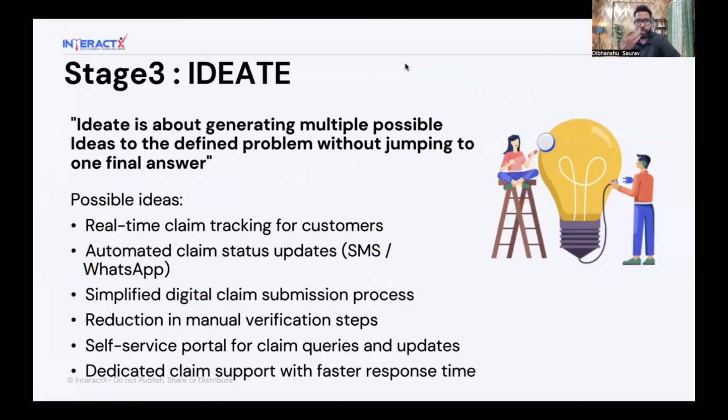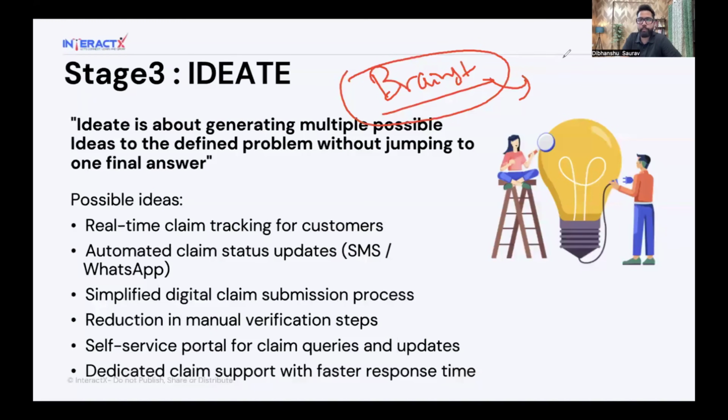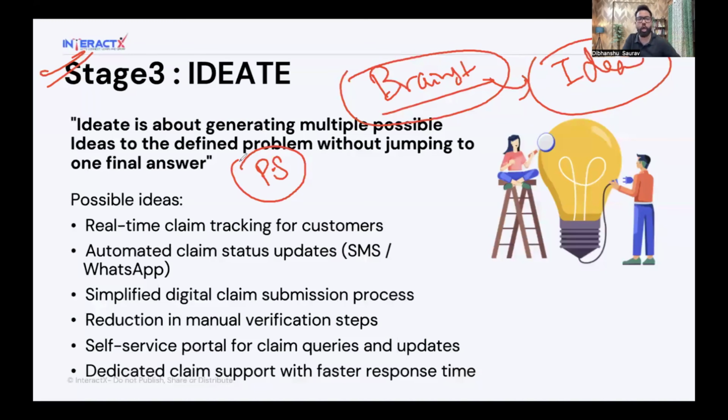This is very important, team. There is a concept of brainstorming. The idea behind brainstorming is to generate as many ideas as possible. That is exactly what we try to achieve in the stage 3, which we call ideate. So look at this. It says ideate is about generating multiple possible ideas to defined problem without jumping to final answer. So what I'm saying is that once we have identified the problem statement, now we are trying to observe that for us to solve the problem, what can be the possible ideas?